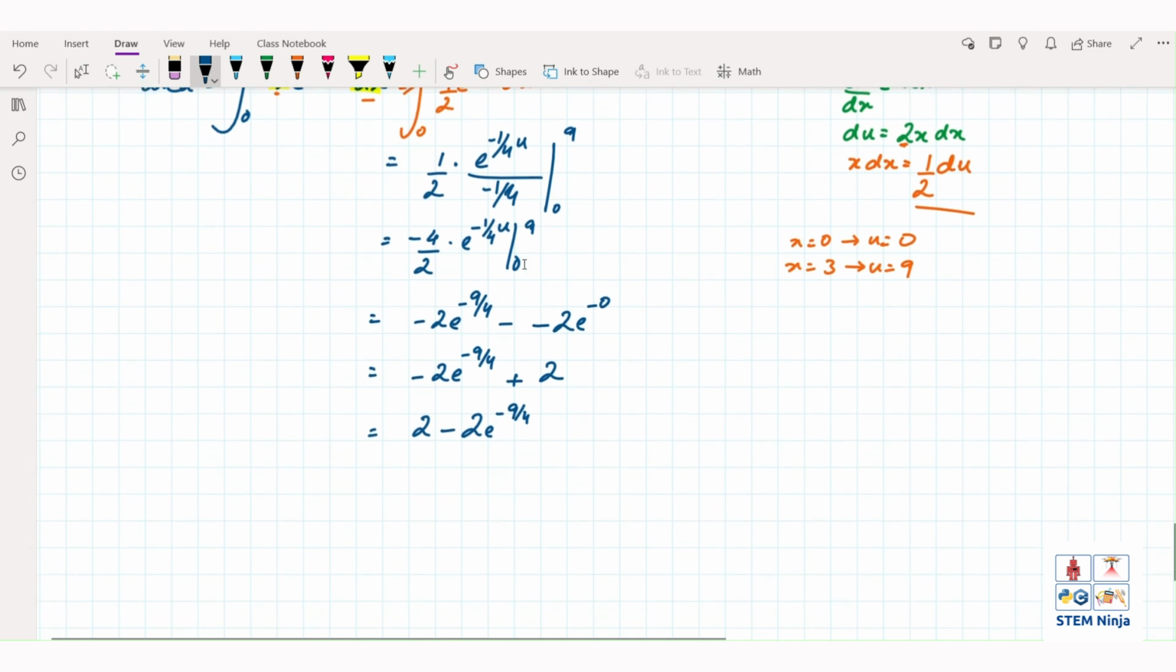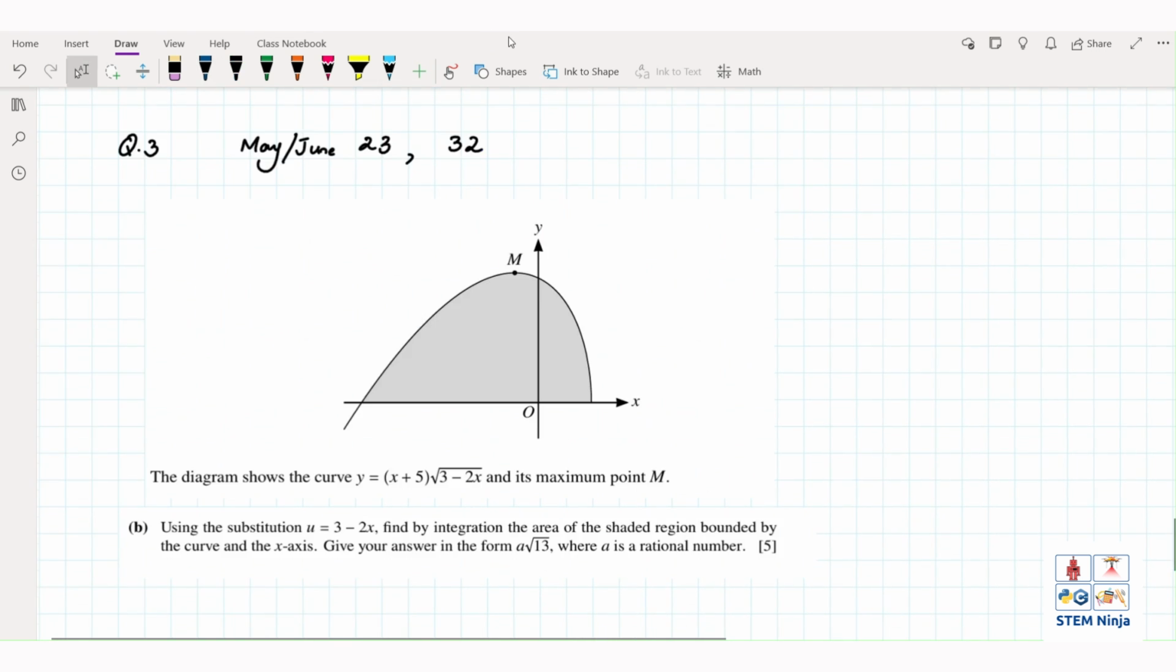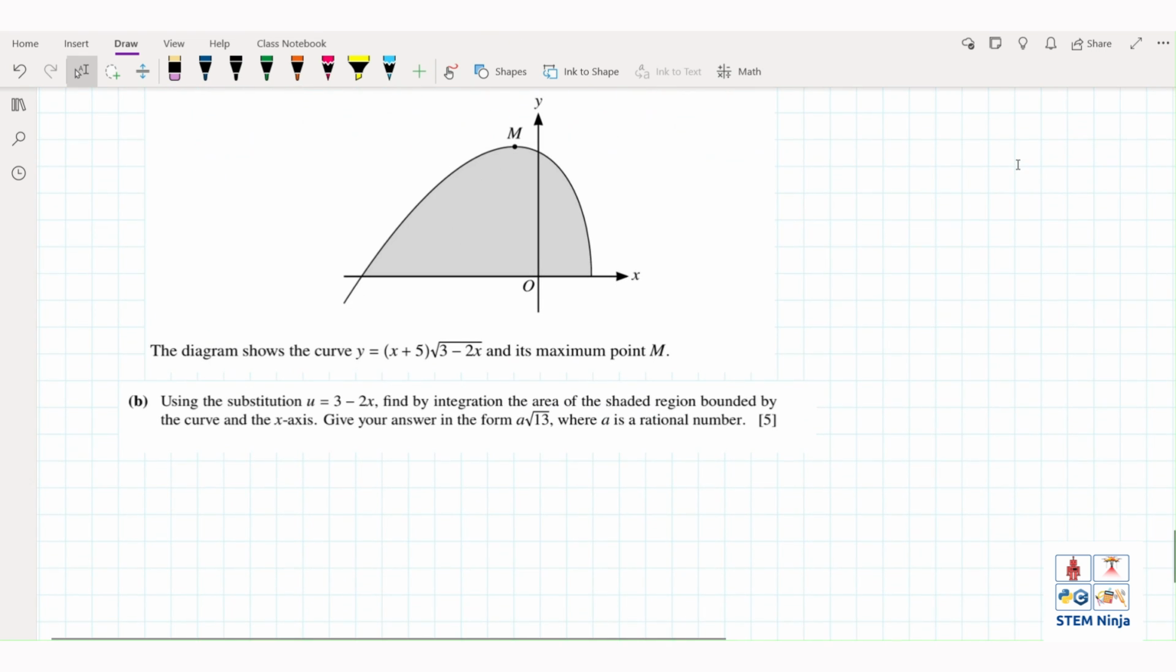Now let's see another question. Okay, so let's see this question. The diagram shows the curve, this equation, and its maximum point m. Again, the first part was finding the coordinate of m. Using the substitution u is equal to 3 minus 2x, find by integration the area of the shaded region bounded by the curve and the x-axis.